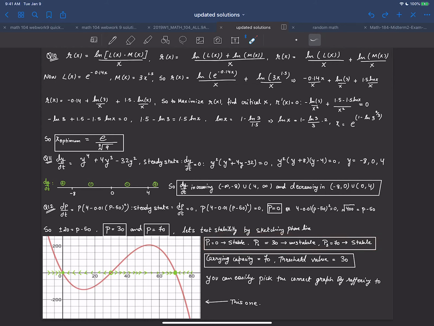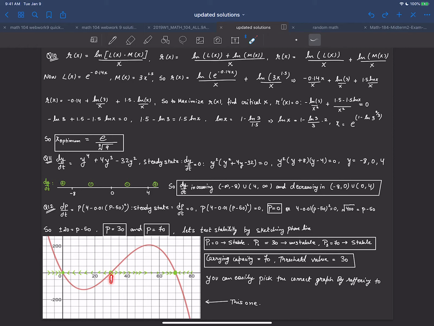And now the carrying capacity is by definition the largest stable steady state. We got 0, 30, and 70, out of which 70 is the only steady state that's stable. So that becomes our carrying capacity. The threshold value, however, is a value before which you're going to go to extinction and after which you're going to go to the carrying capacity.